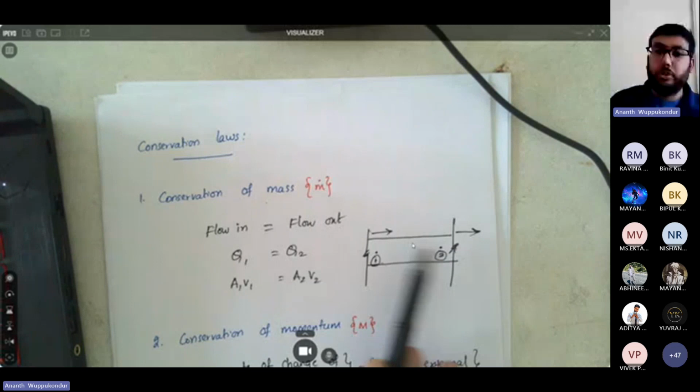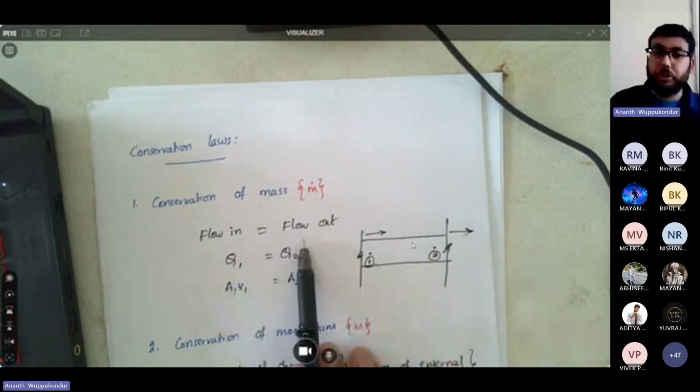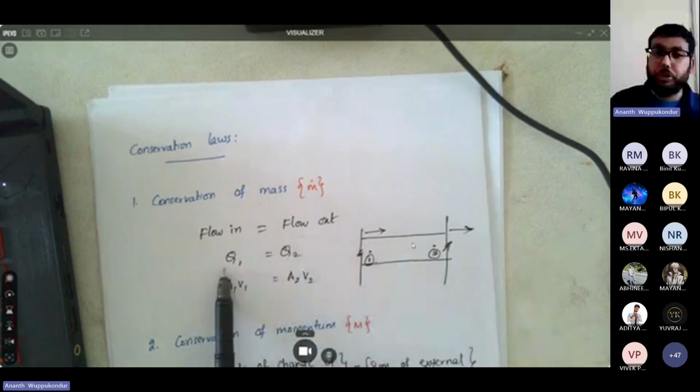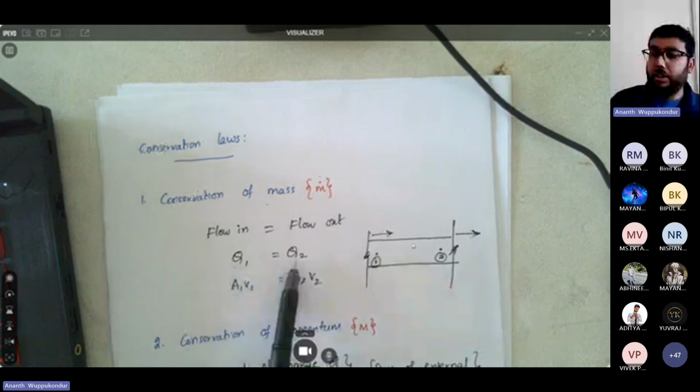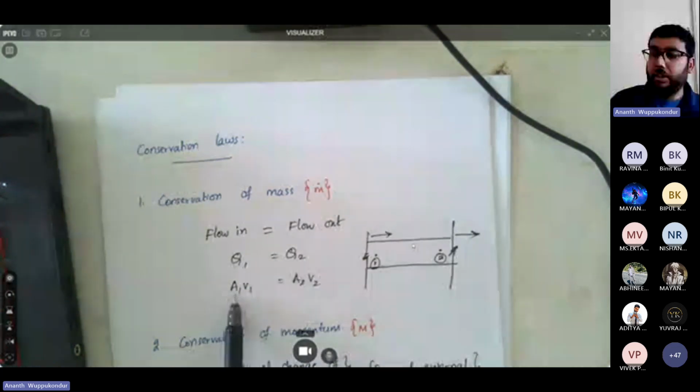By flow we mean the discharge, so discharge Q1 should equal discharge Q2. And the discharge is represented by the cross-section area of the pipe multiplied by the velocity. So you have A1 V1 on the left-hand side at section 1 equal to A2 V2 at section 2. So this is our section 1 and this is section 2.